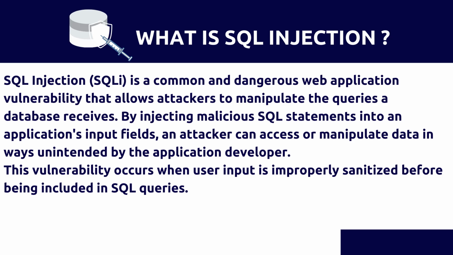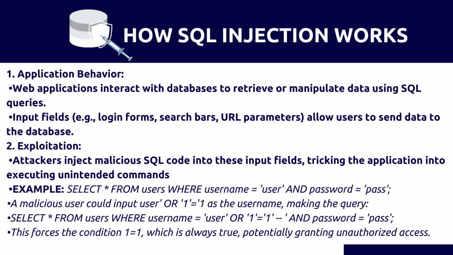Now, what does SQL injection mean? What is SQL injection? SQLi is a common and dangerous web application vulnerability that allows attackers to manipulate the queries a database receives. By injecting malicious SQL statements into an application's input fields, an attacker can access or manipulate data in ways unintended by the application developer. The vulnerability occurs when user input is improperly sanitized before being included in SQL queries. Next, how does SQL injection work?